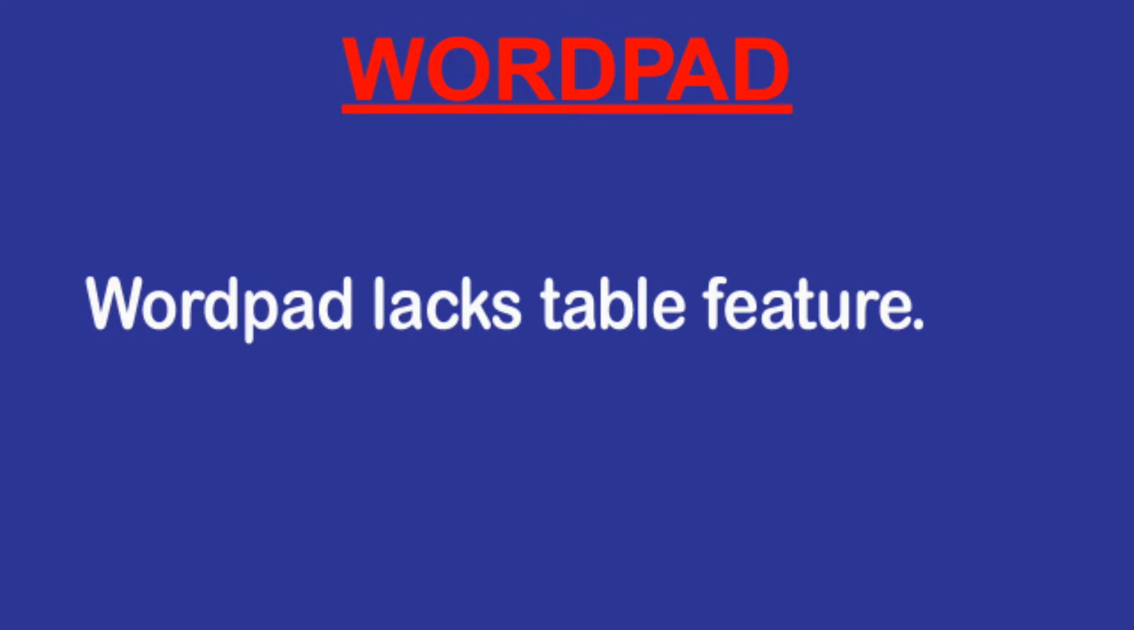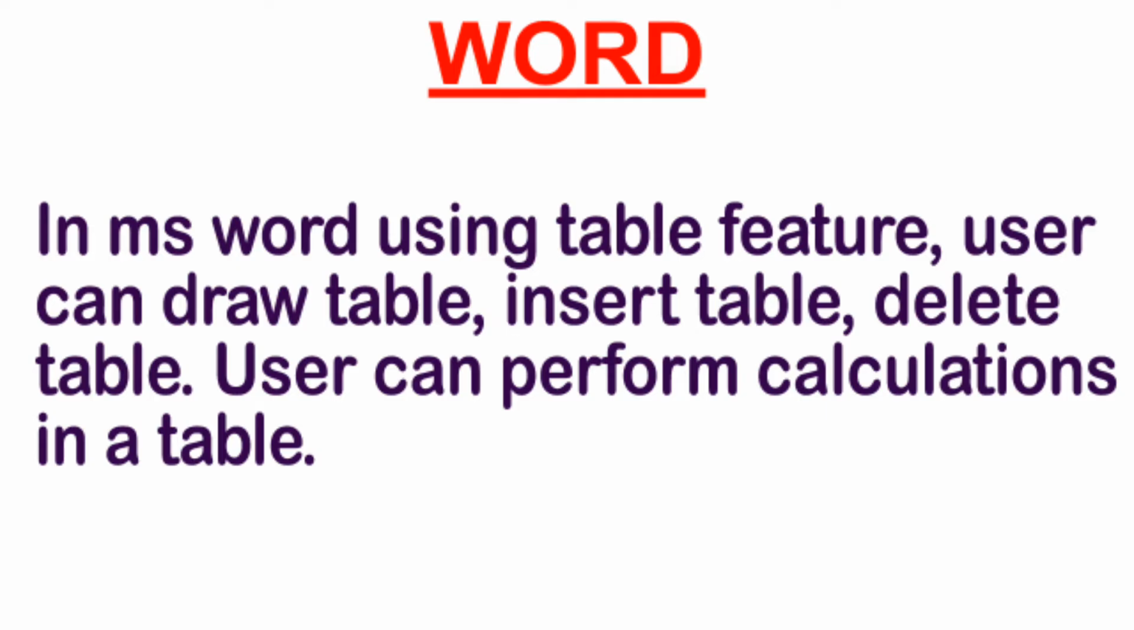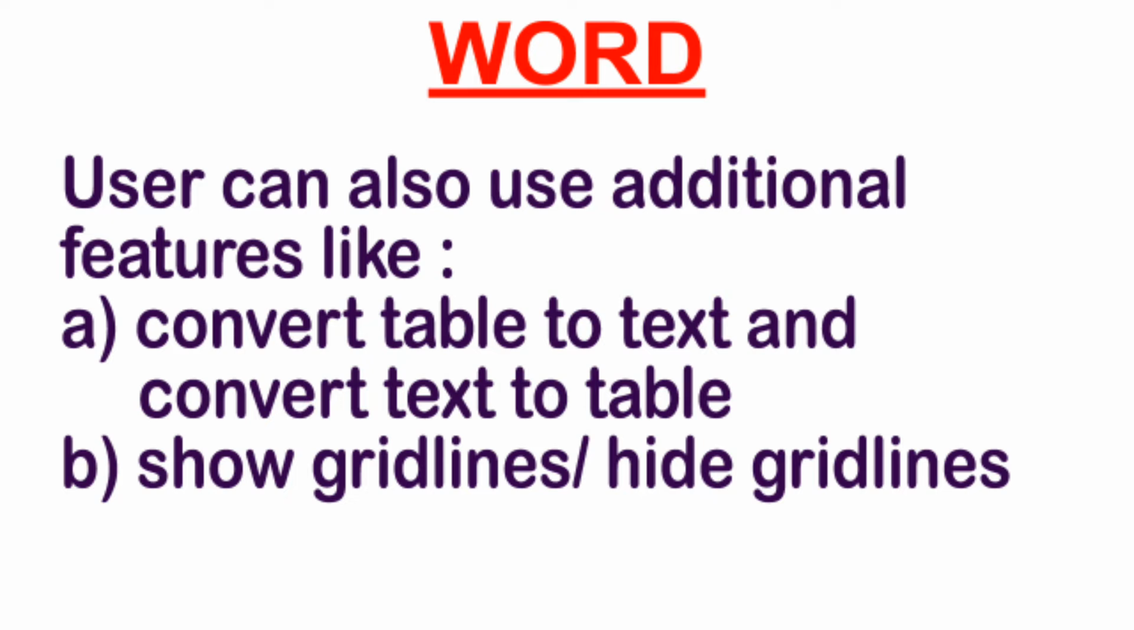Difference number 6. Wordpad. Wordpad lacks table feature. MS Word. In MS Word, using table feature, user can draw table, insert table, delete table. User can perform calculations in a table. User can also use additional features like convert table to text and convert text to table, show grid lines, hide grid lines.